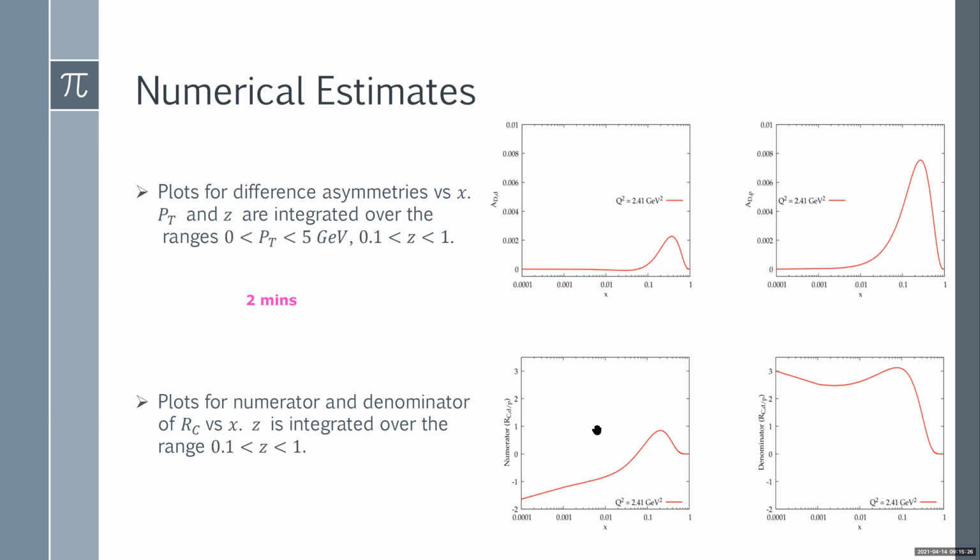So from these plots we can clearly see that the numerator and denominator are relatively larger as compared to the difference asymmetries. I mean, we can have relatively lower uncertainty by measuring this numerator and the denominator.